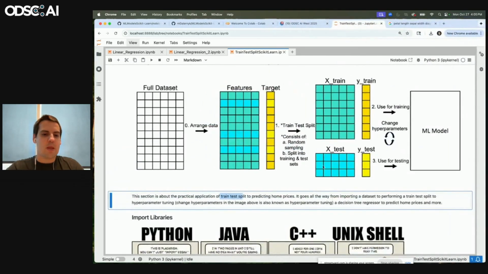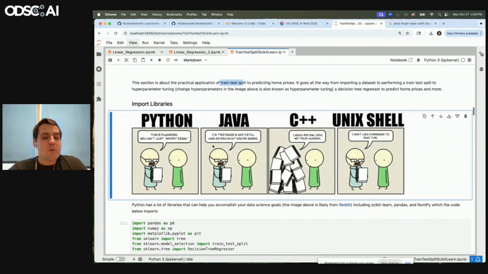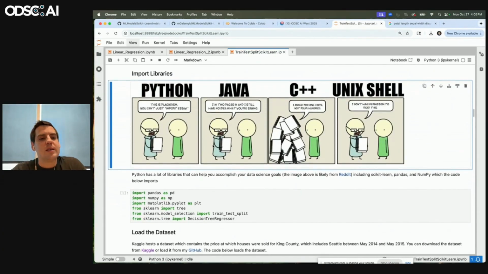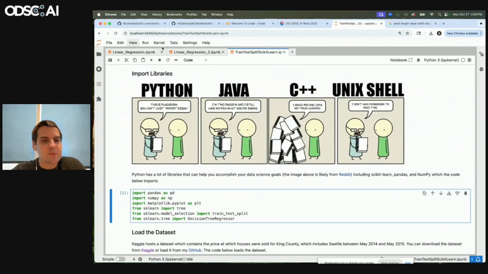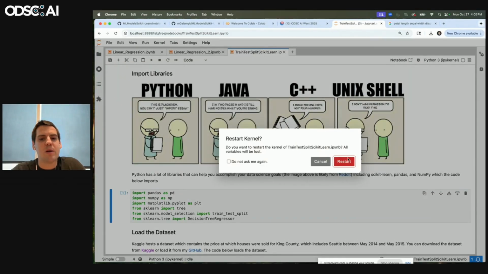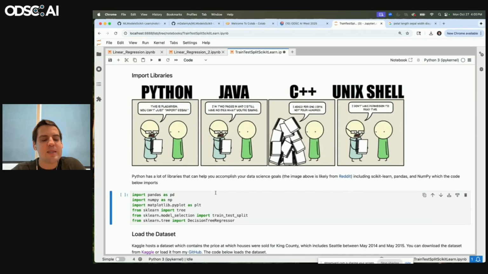Yeah. So in Python, one reason why we use Python in particular is that we want to be able to import libraries. This is perhaps the most important part of using Python: we don't have to reinvent the wheel. So I import Pandas and NumPy because I want to be able to manipulate my data.